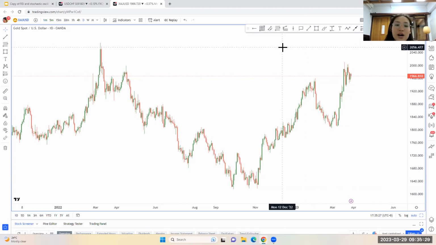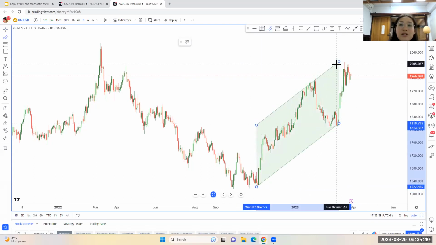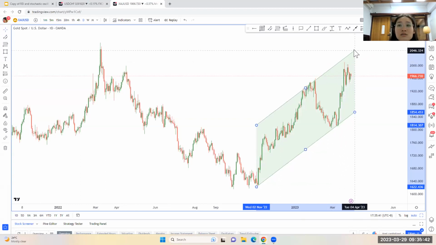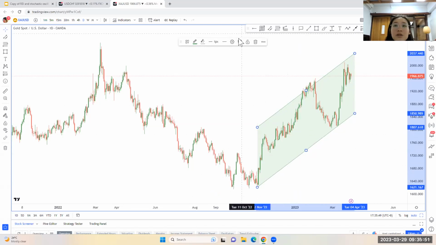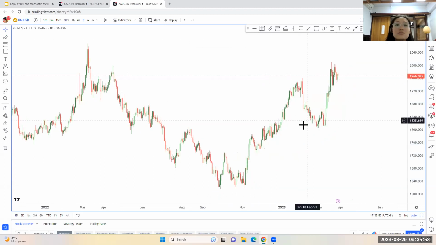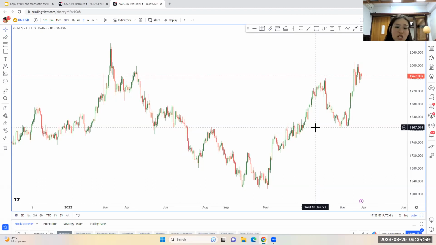So before we begin with our RSI indicators or stochastic indicators, we're going to start with graphical analysis. Let's see if we have any parallel channels or any trend lines. So we don't have any of those, but we know that price is moving upwards. So now that we have the general direction of where price is heading towards, let's go ahead and look for support and resistance levels.